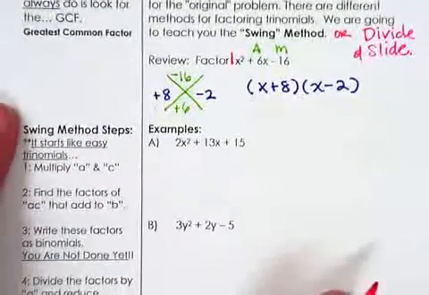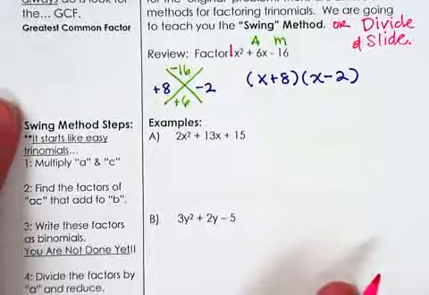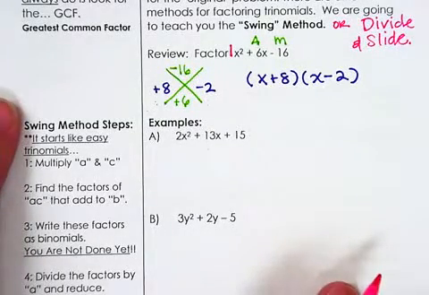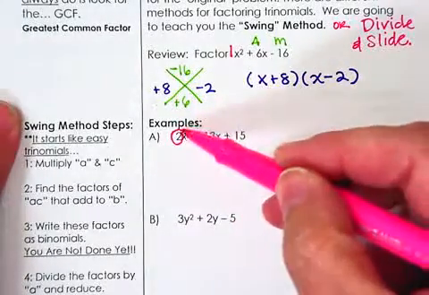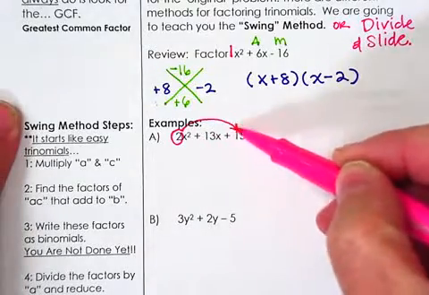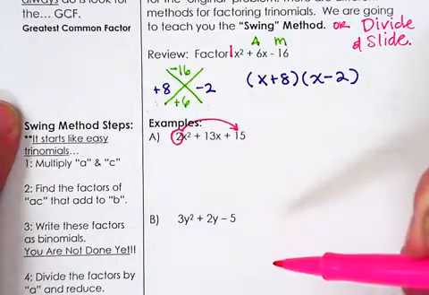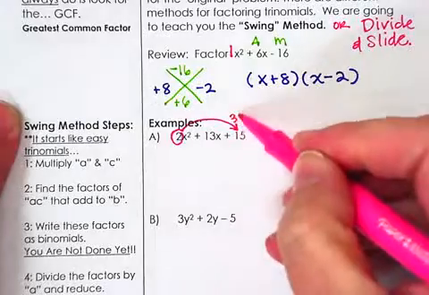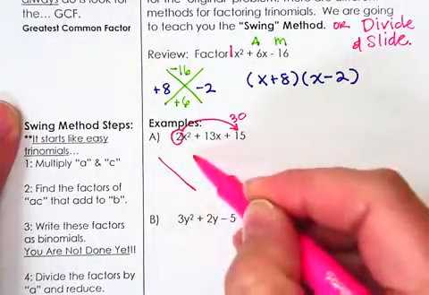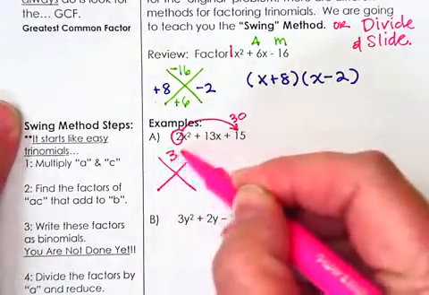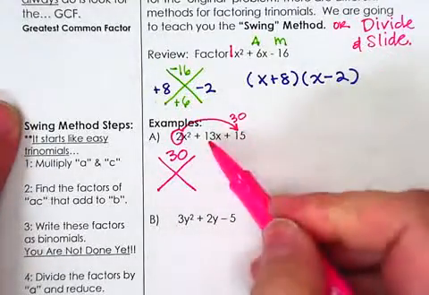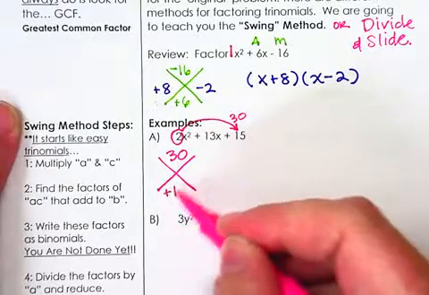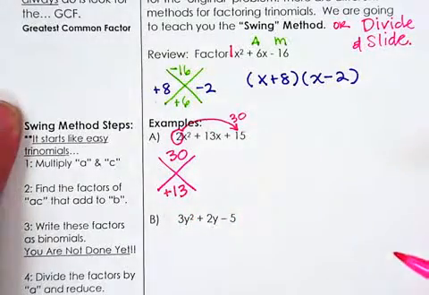So let's look at our first example: 2x squared plus 13x plus 15. The first thing we want to do to begin is take the a value, which is in this case 2, and multiply it times the positive 15, which is our c value, and that equals 30. That's the number we're going to use as our multiplying number in our little x here. The middle term is still 13, so we're going to keep the positive 13 as our add number.